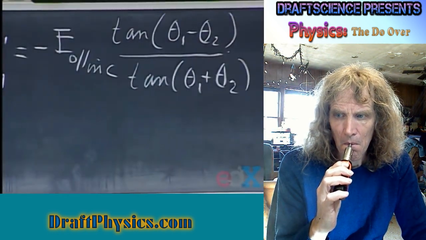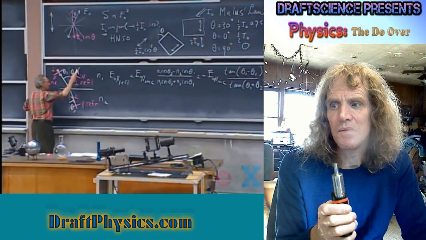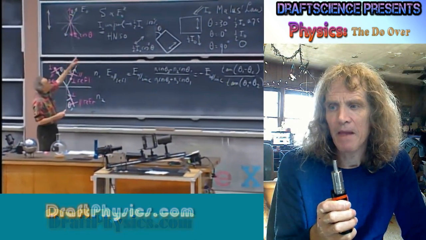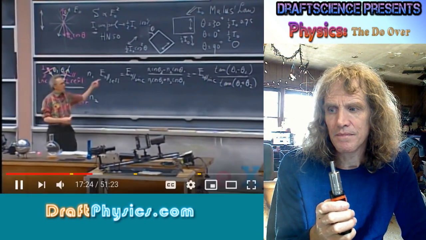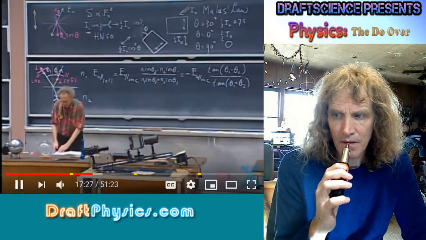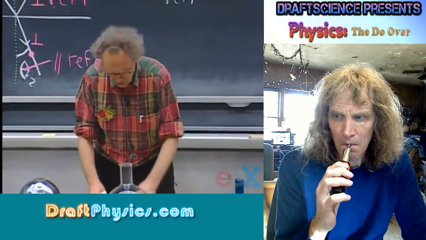Keep in mind, if you're ever interested in the intensity of this light, then you must always remember that the pointing vector is proportional to E0 squared. So you always have to square these numbers when you're interested in light intensity. This is just the strength of the E vector.